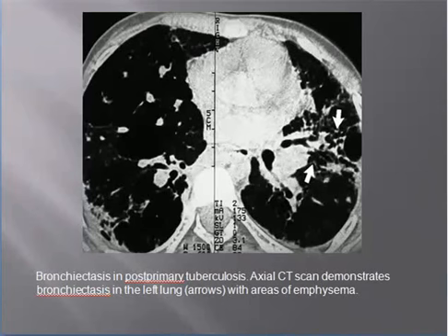Bronchiectasis, post-primary tuberculosis. Axial CT scan demonstrates bronchiectasis in the left lung, arrow, with areas of emphysema. Now whenever there is fibrosis, there is compensatory hyperinflation, and it gives a picture of emphysema and emphysematous expansion of the remaining lungs. The arrow demonstrates fibrosis with areas of traction bronchiectasis.